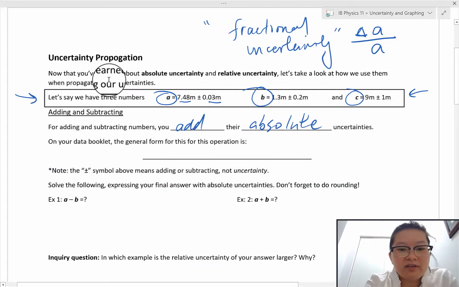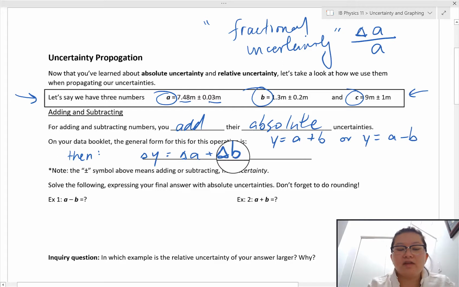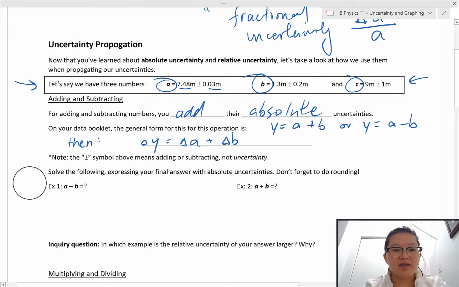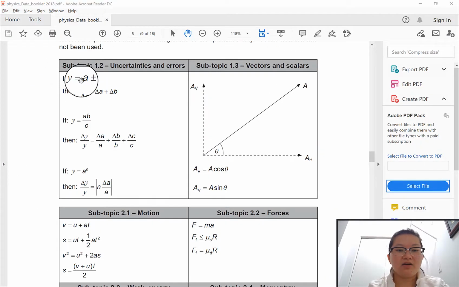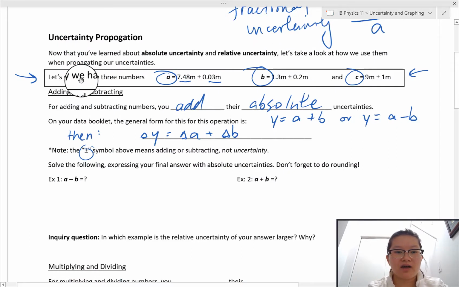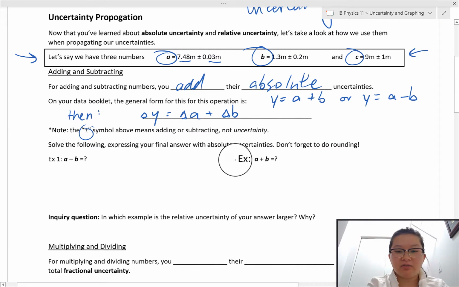Okay, here. In your data booklet, the general form for this operation is, I can write it down quickly. Okay, so plus or minus, you always add absolute uncertainties. Okay, notice this plus minus sign in your data booklet means either you're adding or subtracting. So let's do some examples. Interesting, I swapped the order here. Actually, I'm going to do example 2 first, and I'm going to give you a chance to go back and do example 1. Haha, okay.